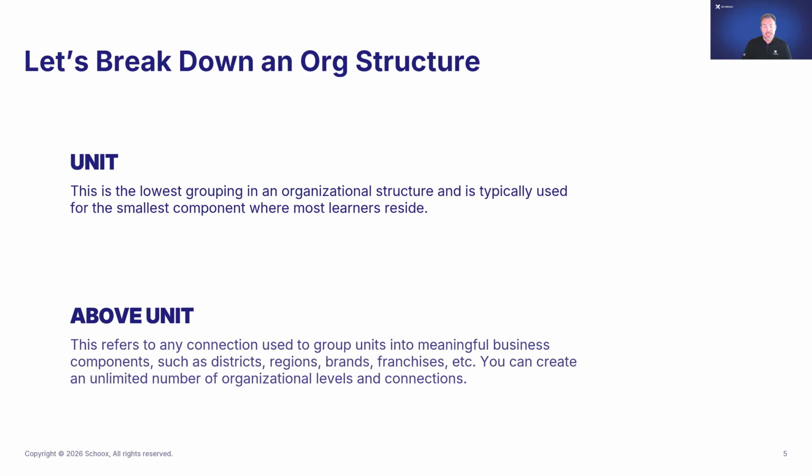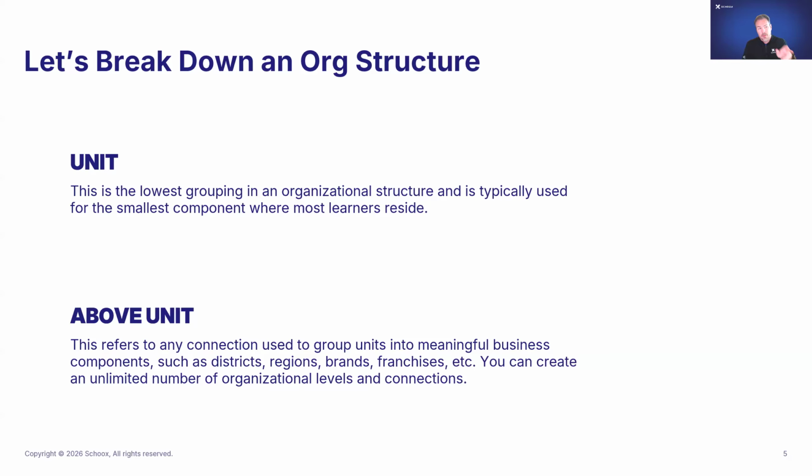Above unit is anything that is technically above that unit. As you see here, districts, regions, brands, franchisees, it's any meaningful business component that if you want to group together units in a set way, this is how we do it. And you can, within Skooks, have an unlimited number, and unlimited is true, unlimited number of orgs that those connections can all flow straight up so that we have a district in a region and a region in a division and so forth. And I'll show that here in a moment. But keep the unit and above unit mindset, and I'm going to show how those actually work.